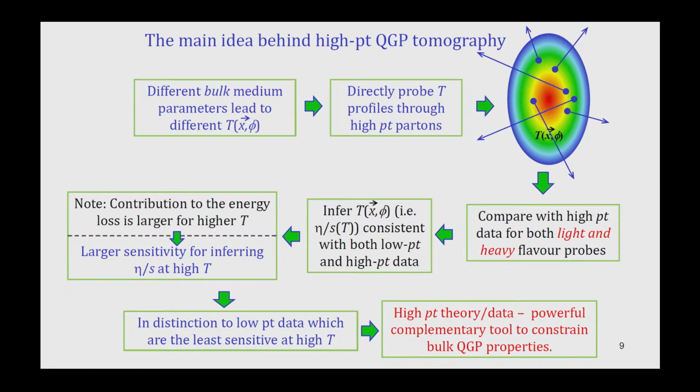with the experimental data, and through that we can infer temperature profiles that are consistent with both low PT and high PT data. Within this, we note that the contribution to the energy loss is larger at larger temperatures, so high PT probes show larger sensitivity for inferring the bulk QGP properties at larger temperatures. On the other hand, low PT data are more sensitive near the phase transition, but less sensitive at high temperatures. So these two present complementary tools, and due to this we conclude that high PT theory and data is a powerful complementary tool to constrain bulk QGP properties.